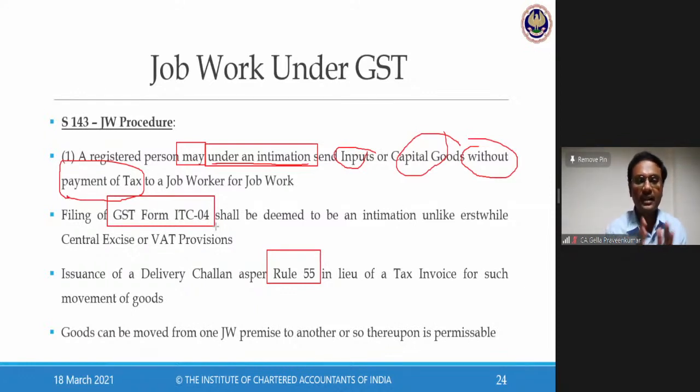Now, so what if my job worker A, like when I talk about job work, there are three job workers. I'll go with this example, let me take the example of a battery.